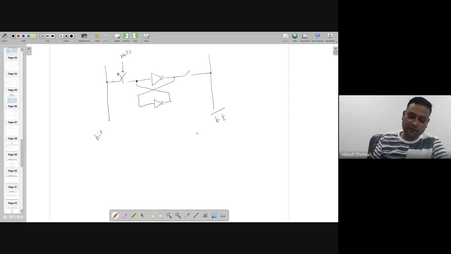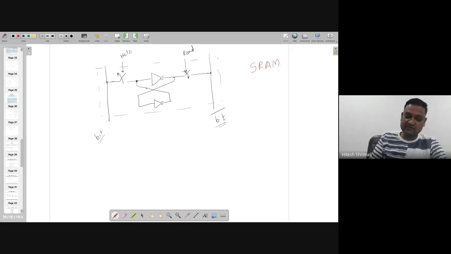Now, whenever I want to read it, I'm going to make this switch on, and I'm going to read it through the bit bar. So the most important thing is whatever you have written, it will be the bit bar over here. So this kind of circuit is a memory, by the way, and it's known as the SRAM or the static RAM.